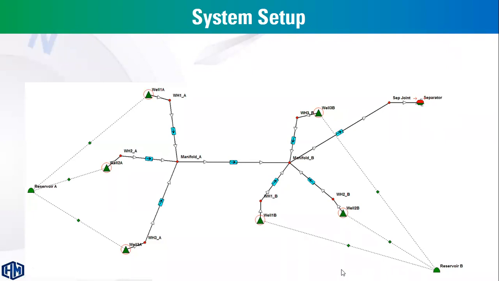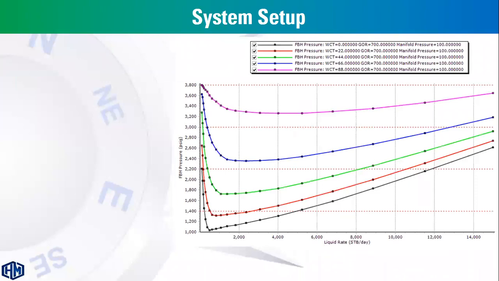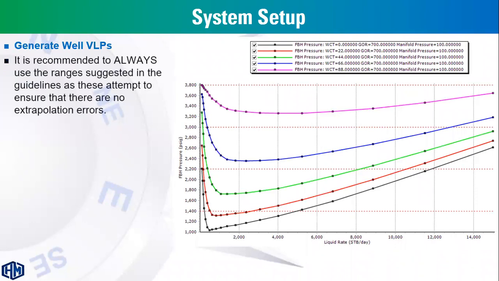And this is reservoir B. We have another three wells: 1B, 2B, and 3B. So for every reservoir, you will define the material balance or tank model, and for every well, you will define IPR and VLP models. And then you will define the network parameters. The VLP models for wells must be defined before system analysis.